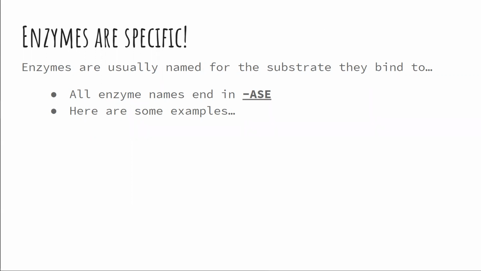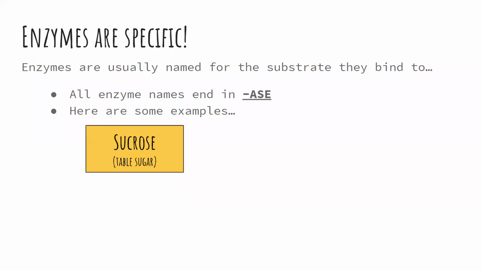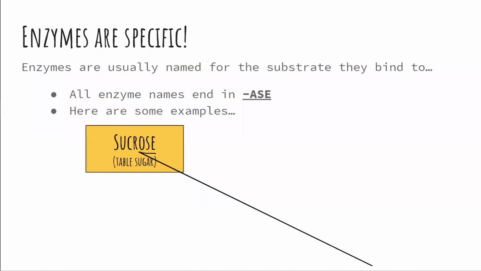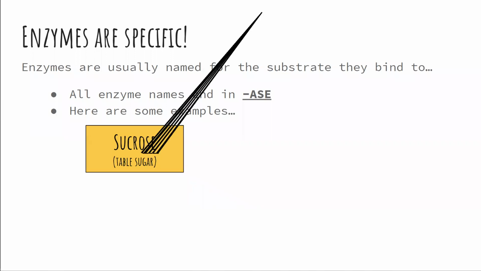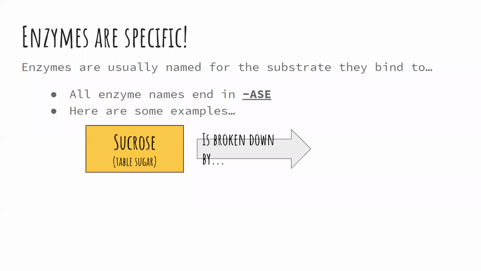So here are some examples. Sucrose is the table sugar, it's table sugar. And sucrose, we know it's a sugar because it ends in what three letters? It ends in ose. And sucrose is broken down by what? If all enzyme names end in ACE and they are named for the substrate they bind to, sucrose is the substrate it's breaking down, yes?